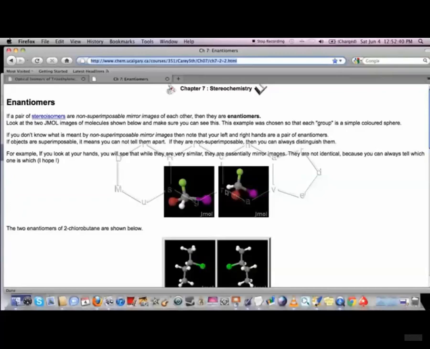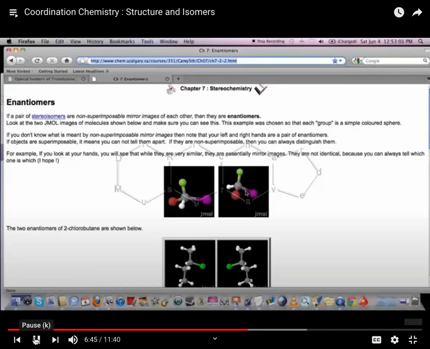Now, this is a very subtle form of isomerism. The only way you can tell these two things apart is to put them into a special device called a polarimeter and to see which way they rotate plane polarized light. That's the only way you can really tell the difference between these two. And like I said, the only time this happens is when you've got four different things attached to a central atom. That won't happen at any other time in this sort of arrangement. That's what optical isomerism is.